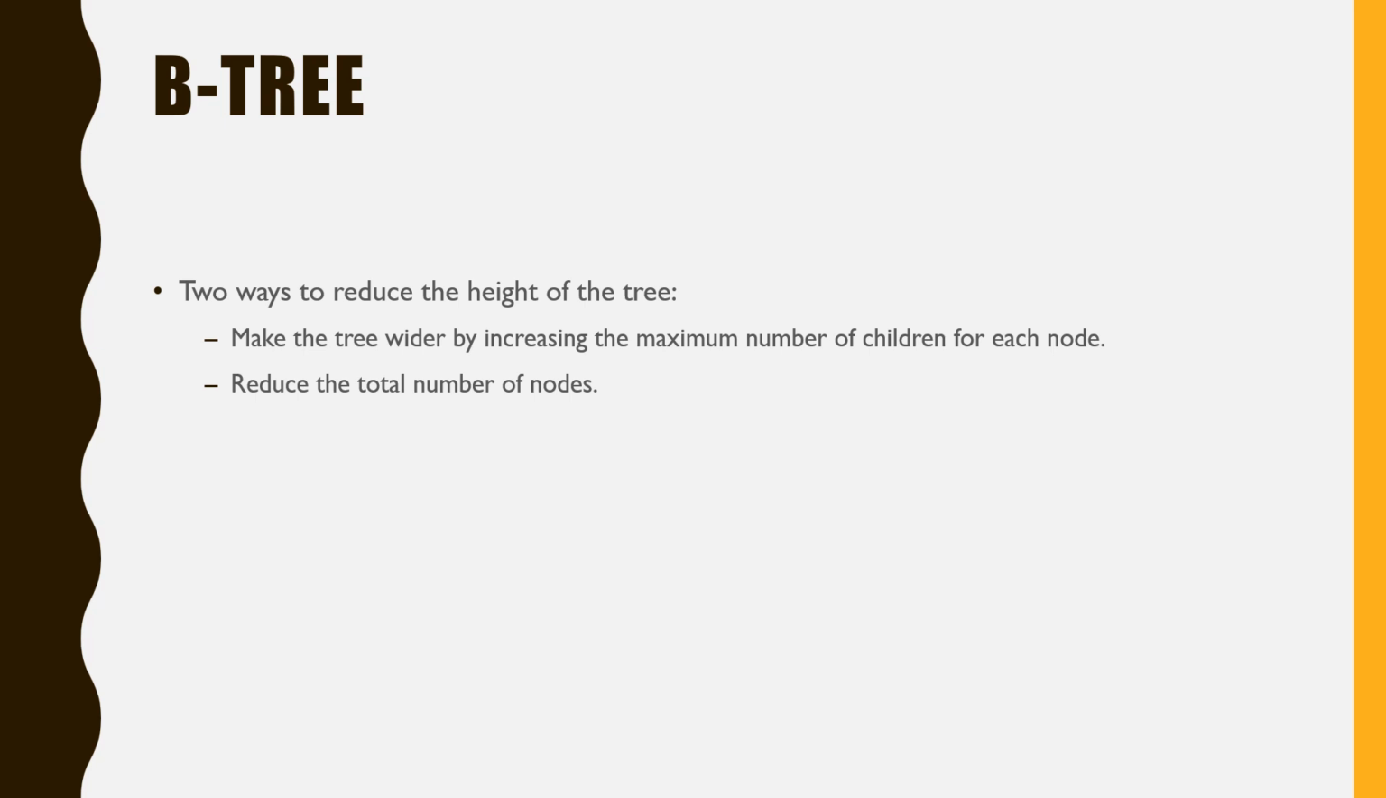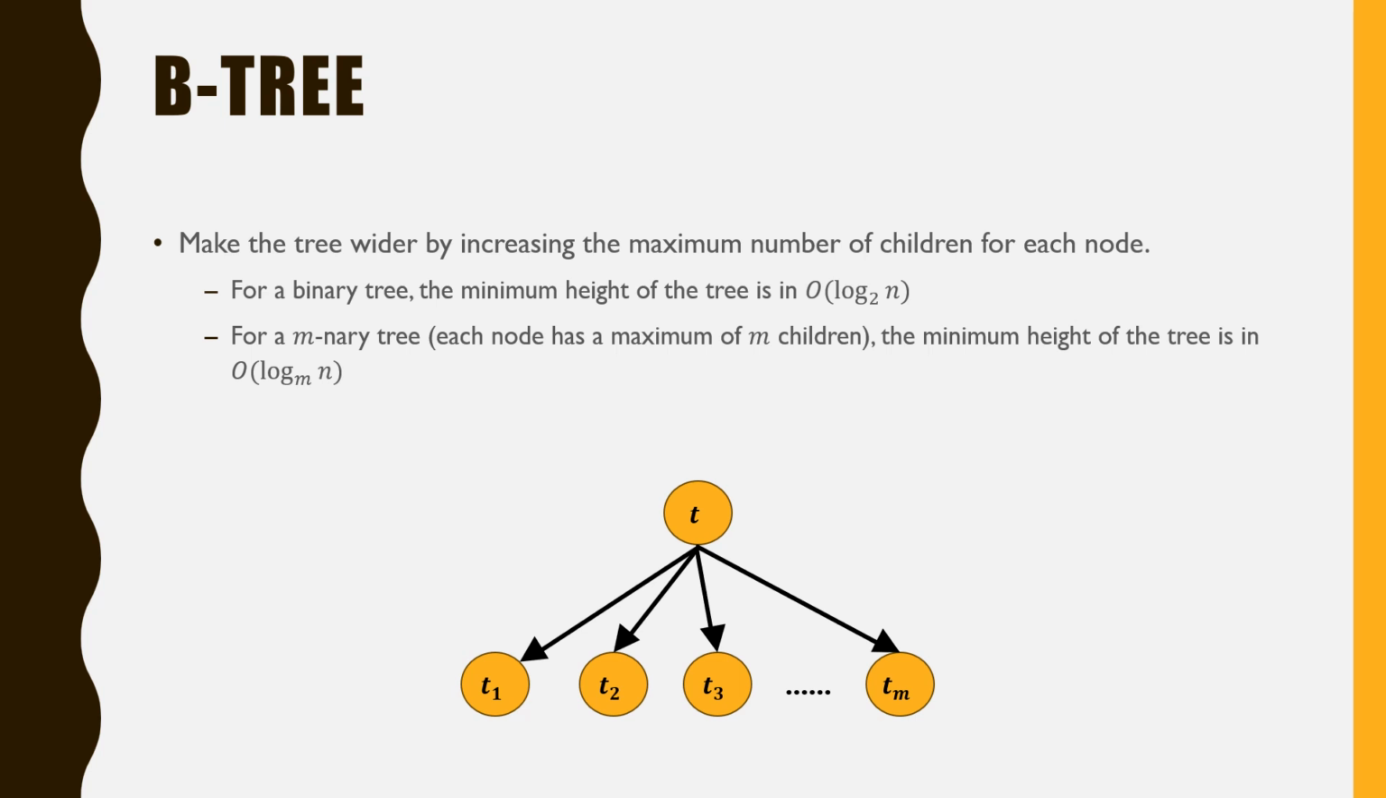Second, we can store multiple data elements in each tree node, thus reducing the total number of tree nodes and the height of the tree. Specifically, we can increase the number of children per node from 2 to m. Such a tree is called an m-ary tree. In this case, the height of the tree with n nodes can be reduced from log 2 n to log m n. Note that as m increases, the tree becomes more shallower.